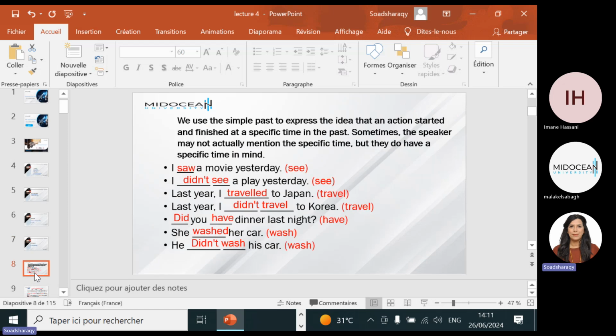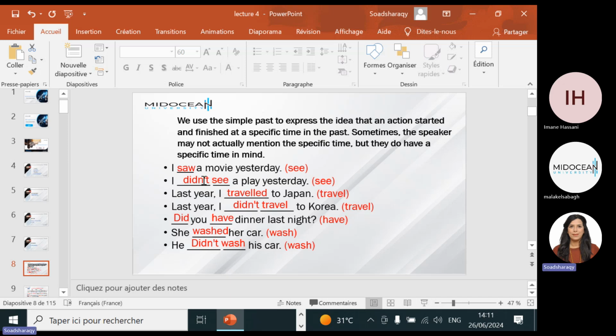So we use the simple past to express the idea that an action started and finished at a specific time in the past. Sometimes the speaker may not actually mention the specific time, but they do have a specific time in mind.